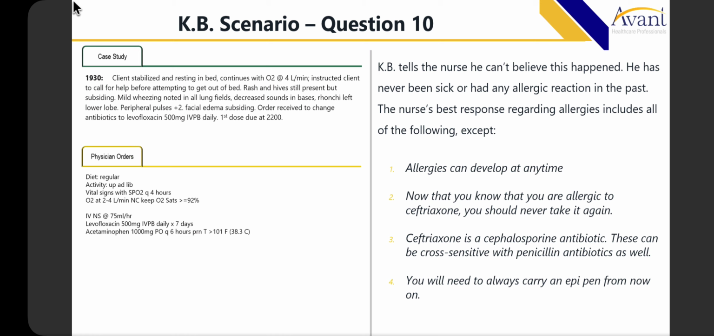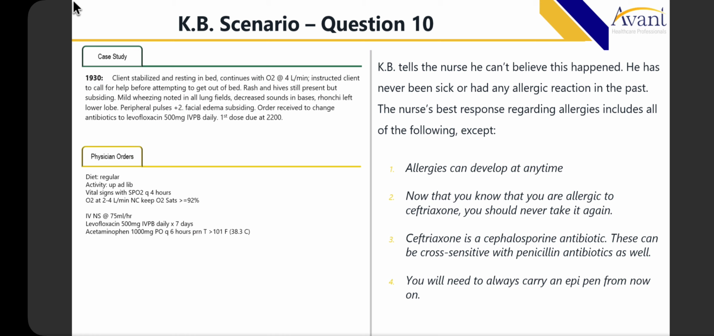So number one, allergies can develop at any time. True or false? The answer is true. They can. We've got a lot of adults who said, hey, I've never been allergic to this before, and suddenly now they're allergic. Why does that happen? Who knows? We don't know why that happens. It could be something to do with the atmosphere. It could be something in the foods or the preparation. Who knows? But it's true. Allergies can develop at any time.